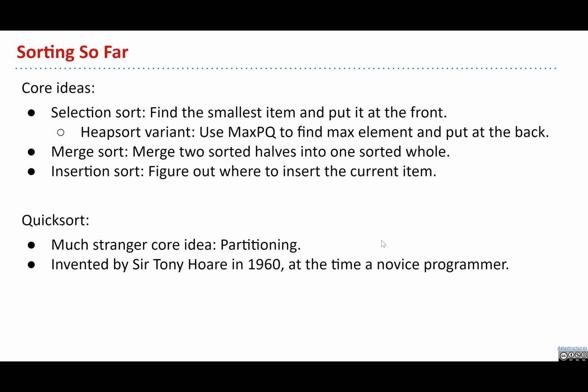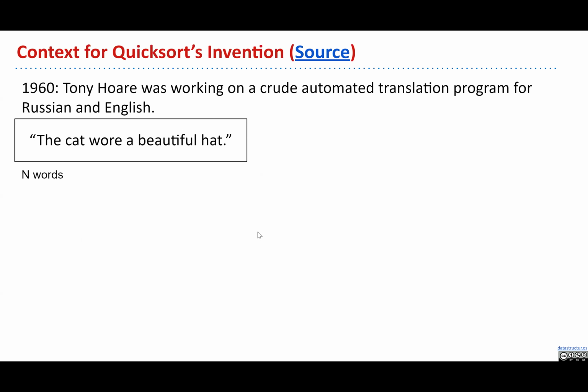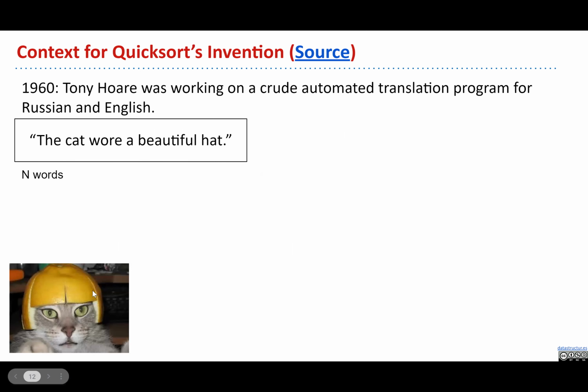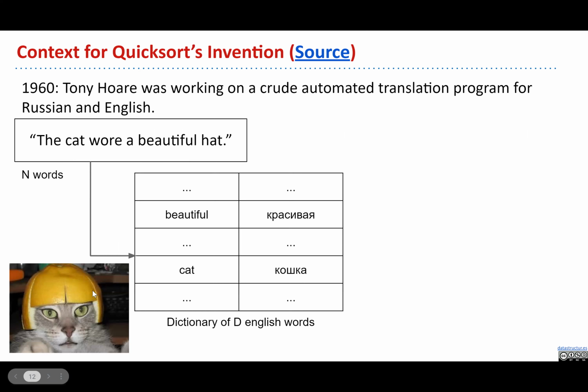So working on this project, Tony ran into a situation where he wanted to sort his data. Okay, so here's the idea: let's suppose we have a sentence like "the cat wore a beautiful hat." Okay, those are the N words that he has in mind. Here's the cat. And in order to translate this into Russian, we have a dictionary of English words, where for some reason this is the cutesy word of the word cat if you speak Russian and so forth.